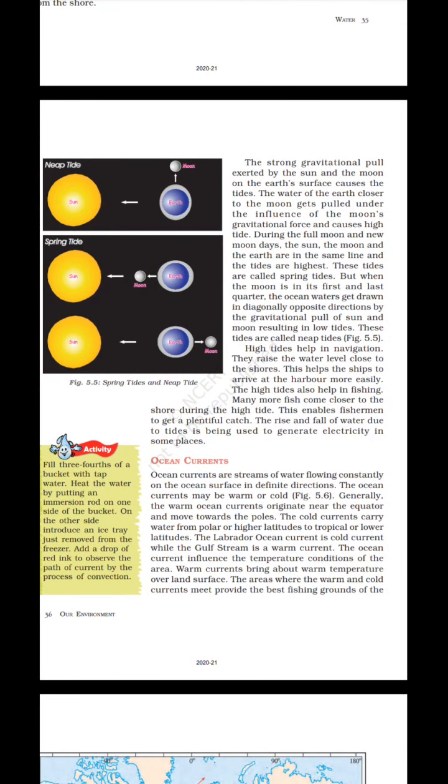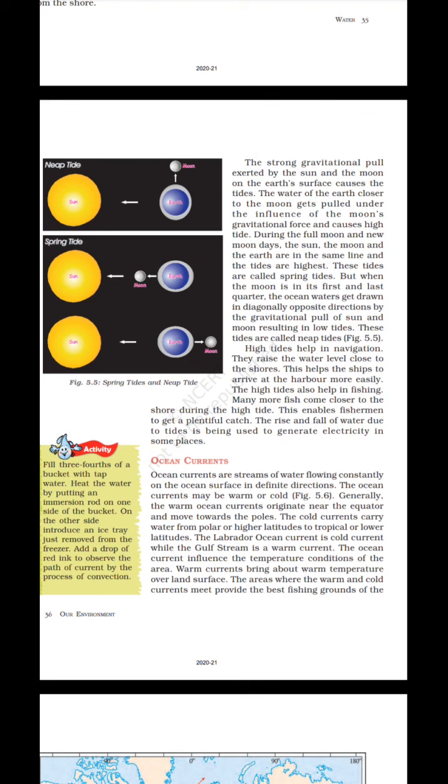The strong gravitational pull exerted by the sun and the moon on the earth's surface causes the tides. The water of the earth closer to the moon gets pulled under the influence of the moon's gravitational force and causes high tide. During the full moon and new moon days, the sun, the moon, and the earth are in the same line and the tides are highest.